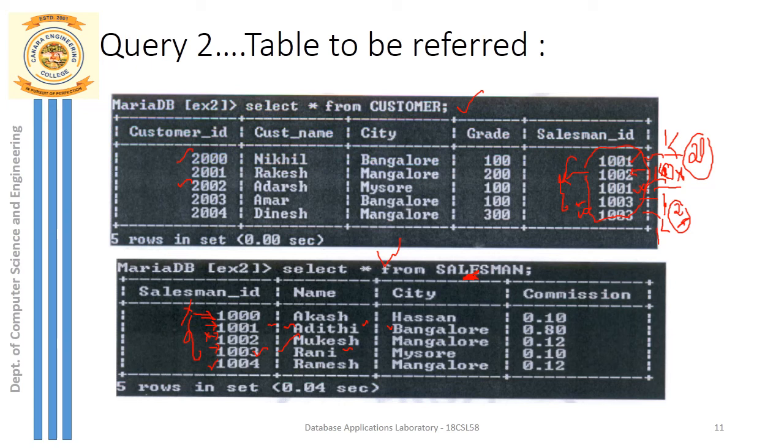Right? So I have to select that salesman. What do you have to retrieve? His name. What is her name? Aditi. And what is this? No, city I do not want. I just want the salesman ID and salesman name to be retrieved. So Aditi is selected. Yes.